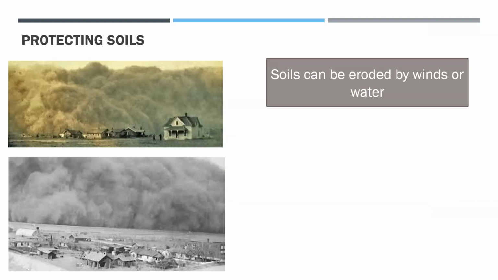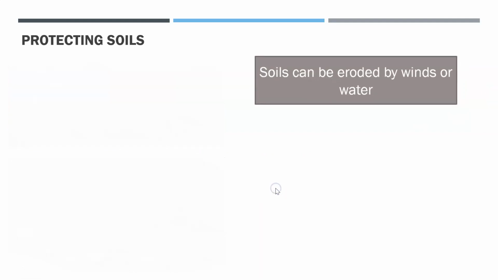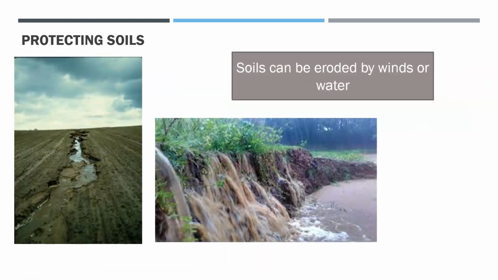So soils are important. Soils are necessary for farms, and they're necessary for a healthy climate. So these soils can be eroded or blown or washed away by winds or water, as was seen in the Dust Bowl. Here's examples of the soils that are being eroded away by water. So it could be the erosion of riverbanks. It can be flooding and eroding in fields.